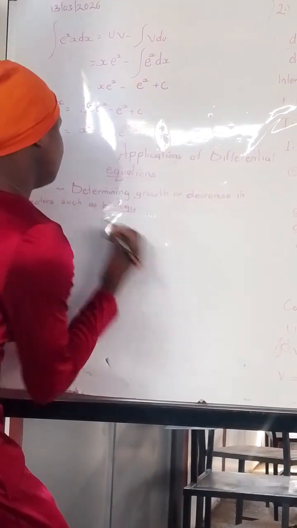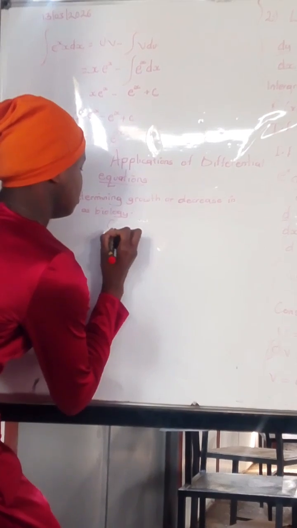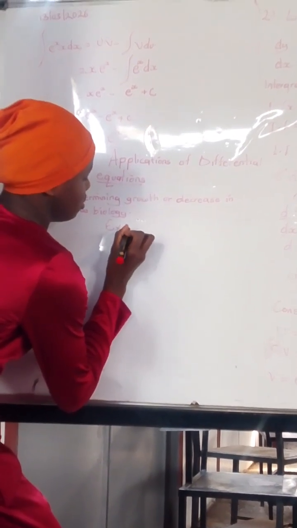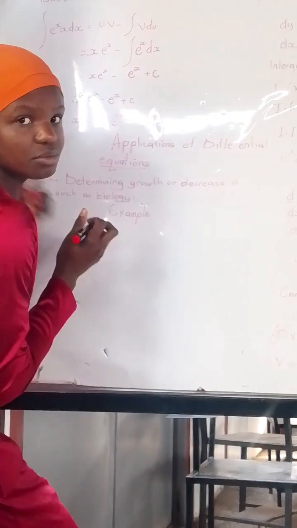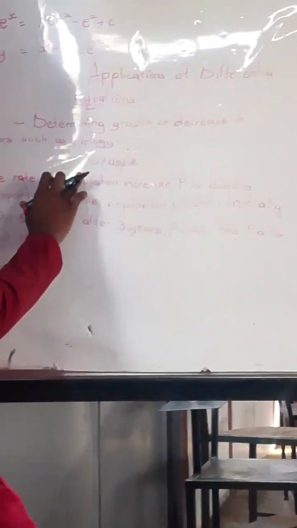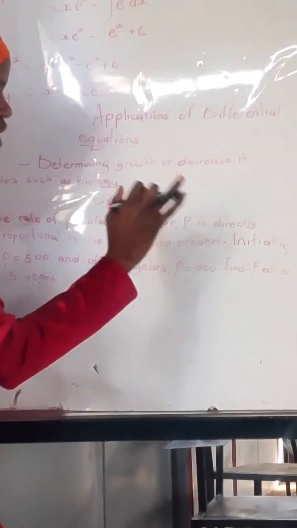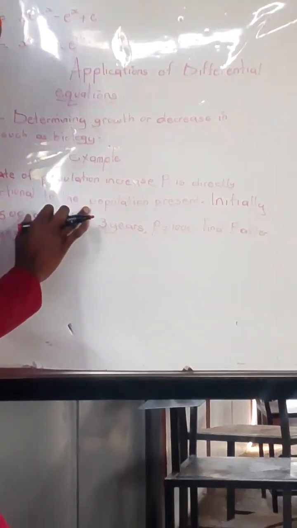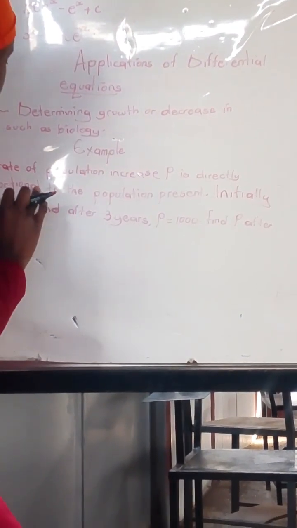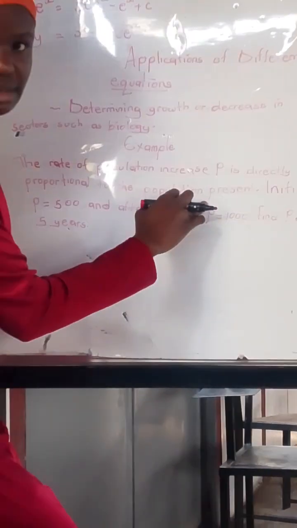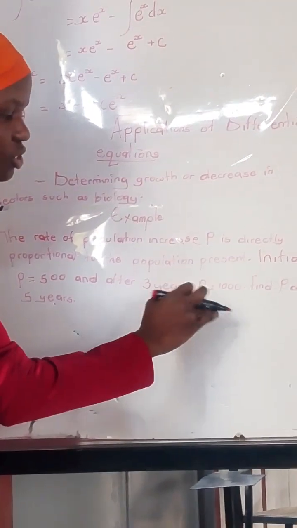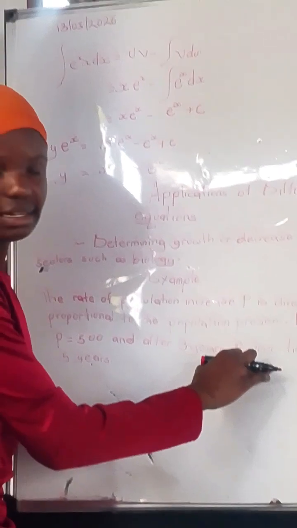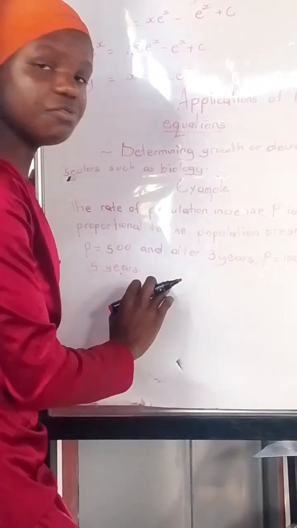Hope we can have an example. We have an example here. The rate of population increase P is directly proportional to the population present. Initially, population was 500, and after 3 years, population became 1,000. Find P after 5 years.